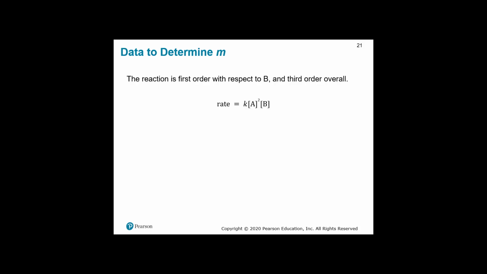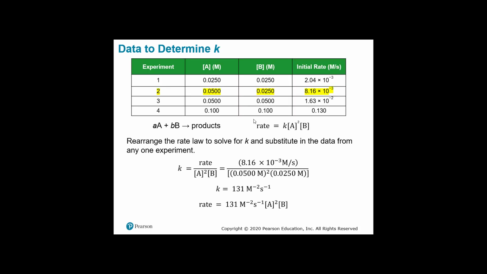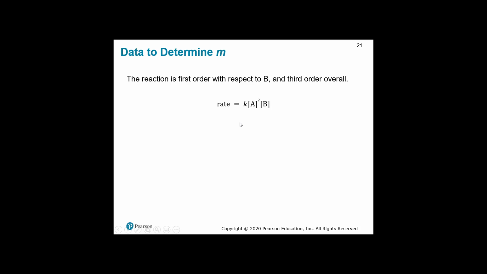So when we plug this all in, we have a rate that looks like this. This is a 1, actually, a 1 here. So the rate is equal to the rate constant with second order with respect to the concentration of A, and first order with respect to the concentration of B. And if you add them all, it is third order overall.